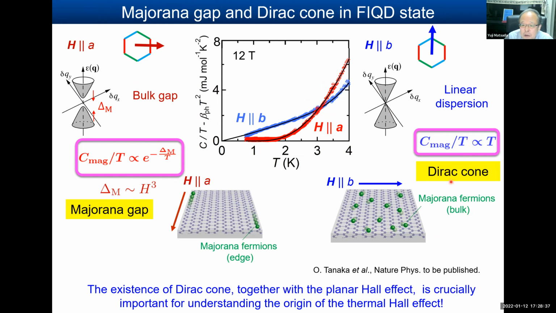So if the magnetic field is parallel to the a-axis, the bulk is gapped. But if you have a magnetic field parallel to the b-axis, the Dirac cone appears in the bulk. As I will discuss later, the existence of the Dirac cone together with the planar Hall effect is crucially important for understanding the origin of the thermal Hall effect.